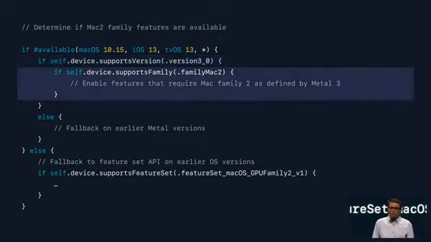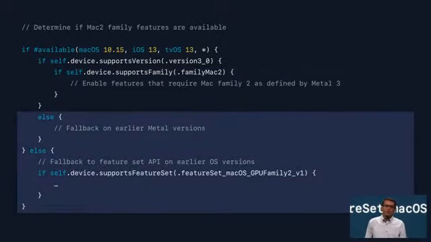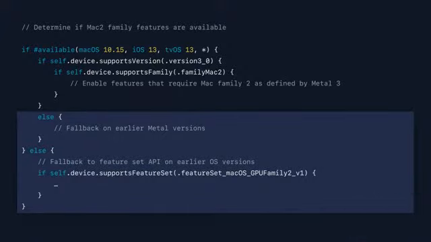And if Metal 3 is available, then we check for the family we would like to use. Cross-platform applications here check for one of the common families, as well as one or more Apple or Mac-specific families. If either the API or the version are not available, then we fall back to the older feature set API or earlier Metal versions. So now let's take a look at the set of optional features you can query for.